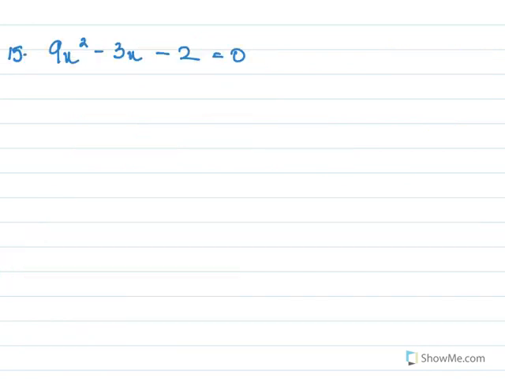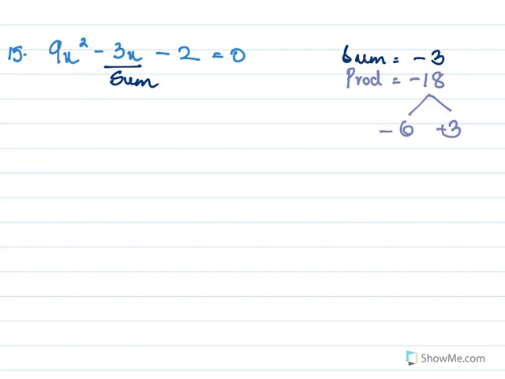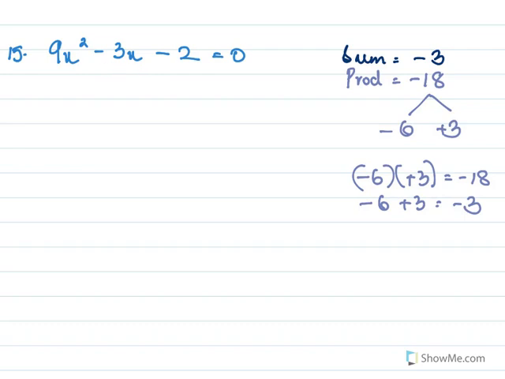Now for the next one, here is the middle term, so this should be the sum. So we have sum should be minus 3 and the product should be 9 into minus 2. So the product should be minus 18 and it will be 6 and 3. Minus 6 plus 3, the product is minus 18, and minus 6 plus 3 will give us minus 3. So we now split the middle term and it will be 9x square. For minus 3x we are going to put minus 6x plus 3x minus 2 equal to 0.